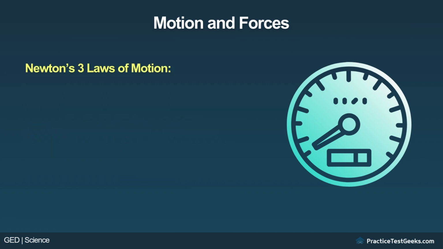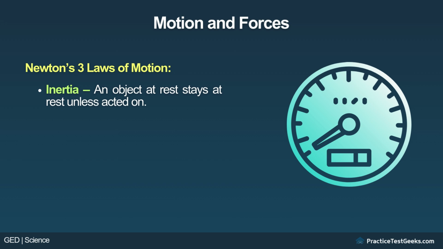Now let's look at Newton's 3 laws of motion. First, inertia. An object at rest will stay at rest, and an object in motion will stay in motion, unless acted on by a force. Second, force equals mass times acceleration. In other words, heavier objects take more force to move.